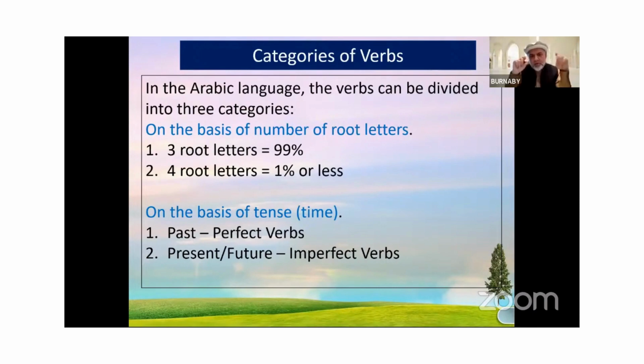So if we count the number of root letters, we will have 2 categories: 3 root letter verbs and 4 root letter verbs. Agree? The second criterion is on the basis of tense, the time. What we have learned is that verbs could either be past tense or present and future, imperfect tense. So far with me on that?